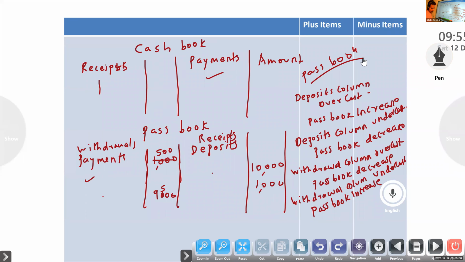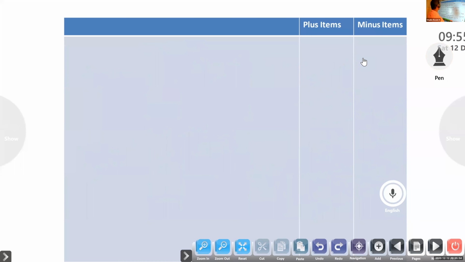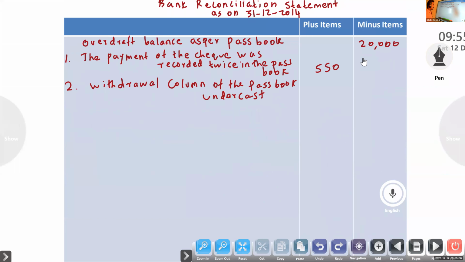Any doubts? So withdrawal column of the passbook undercast means our passbook will increase, minus.